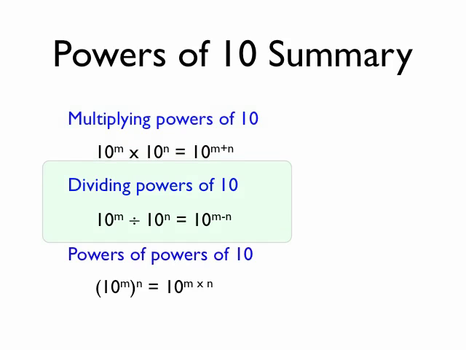When we divide powers of 10, 10 to the m divided by 10 to the n, we subtract the exponents, 10 to the m minus n. And when we raise a power of 10 to another power, 10 to the m to the n, we multiply the exponents, 10 to the m times n.